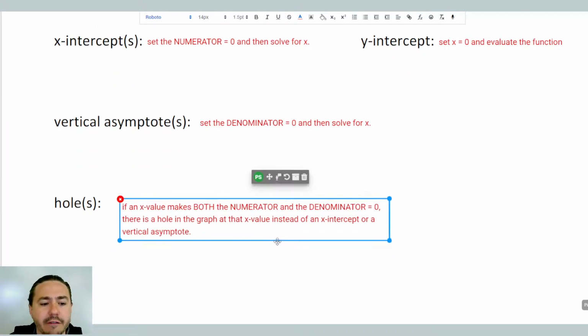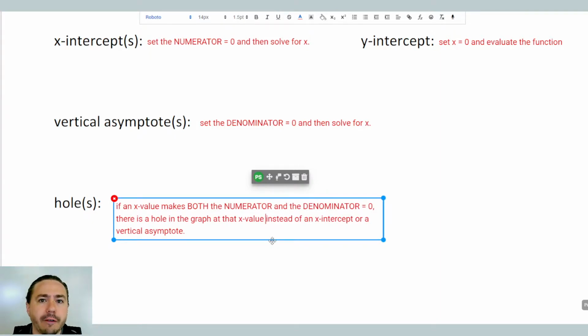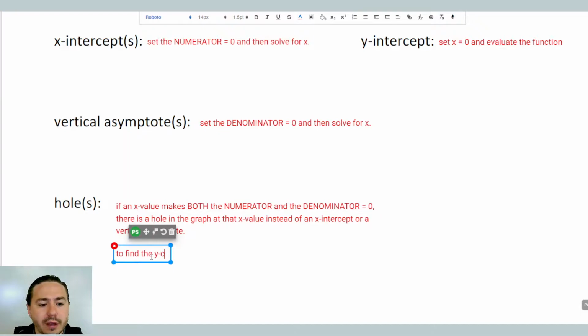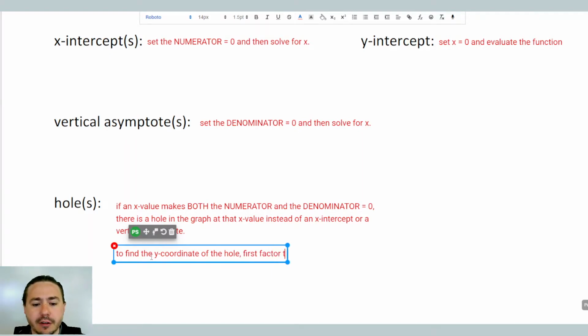We're just going to be focusing on finding the characteristics, and we'll get to the graphs next time. But to find the y value of the hole, what you need to do is first factor the rational function and then cancel out each of the factors that are the same. So to find the y-coordinate of the hole, first factor the rational function. Now, when you factor it, what you're going to notice when you have a hole is that you have a factor, let's say x minus 3, that appears in both the numerator and the denominator. And that's why we're getting 0 in both cases.